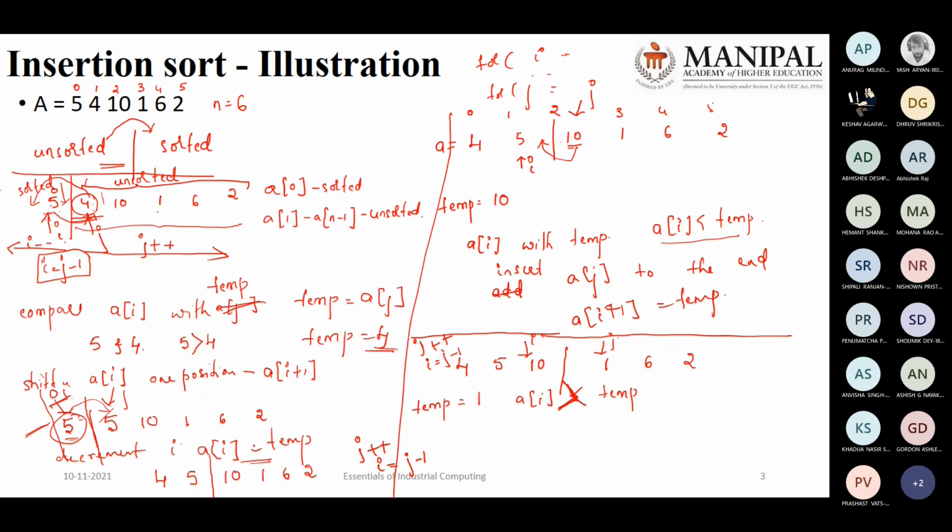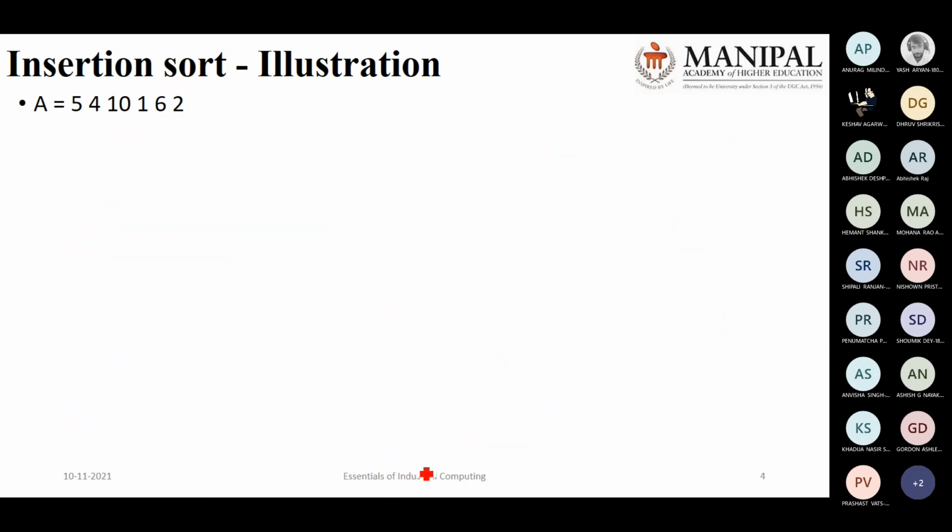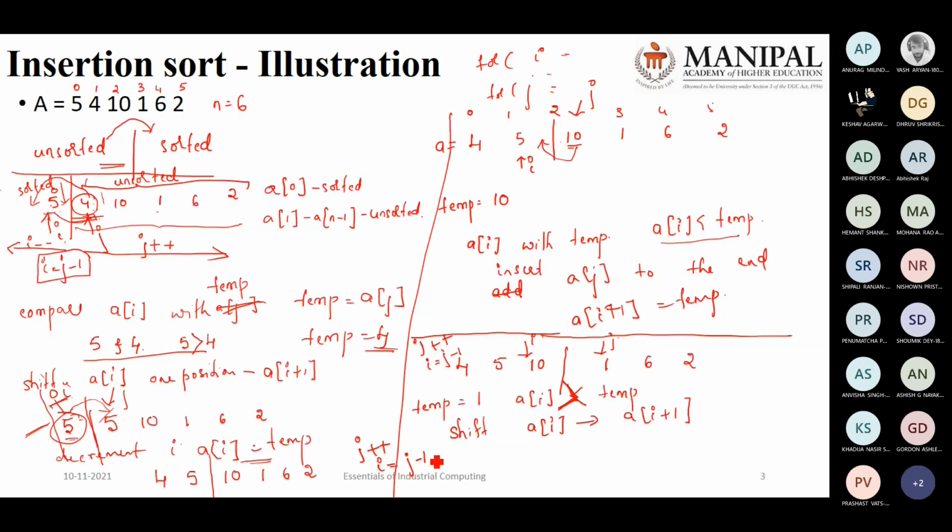Here A of I is 10, temp is 1, A of I is greater than temp. You have come across a similar condition here. When A of I is greater than temp, you need to shift A of I one position to the right, that is A of I plus 1. So your array will be 4, 5, 10, which is sorted. This 10 is shifted one position to the right, so it is 10, 6, 2.